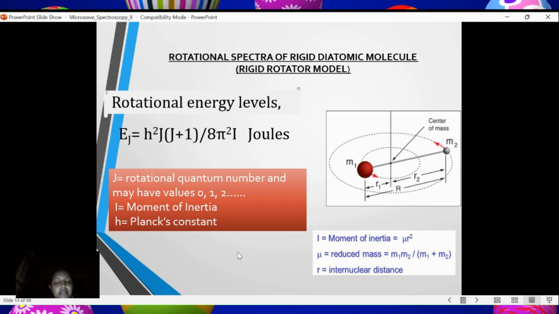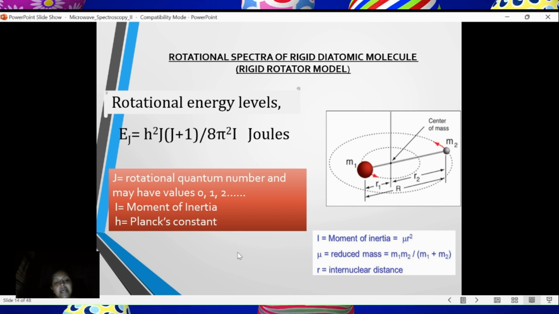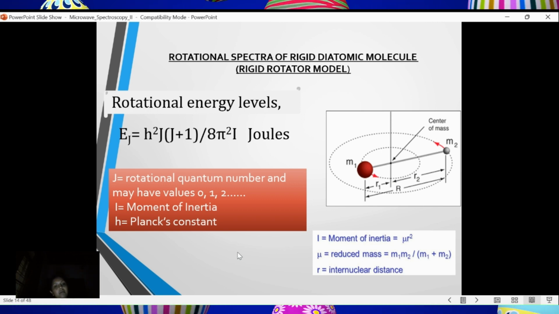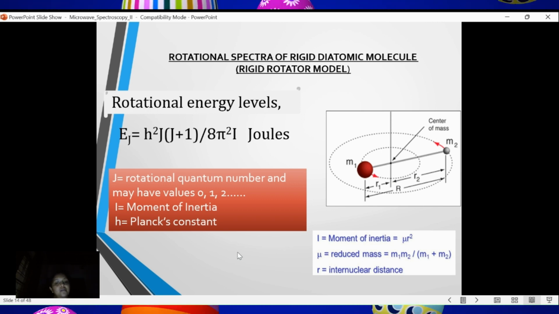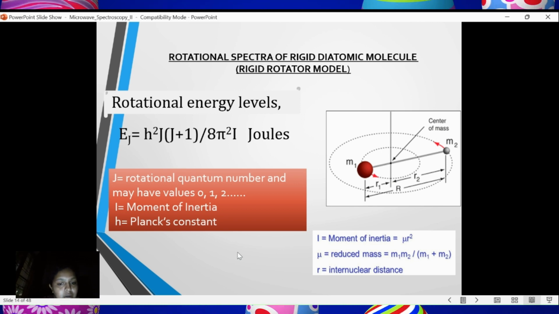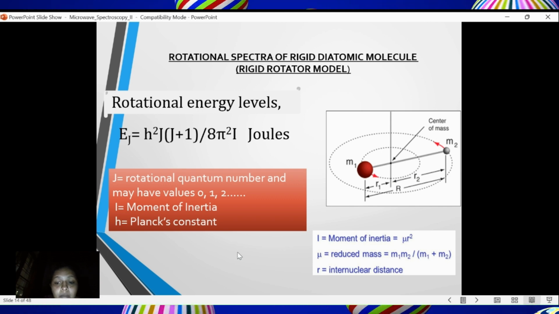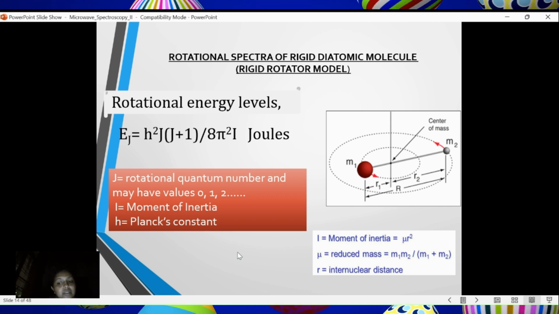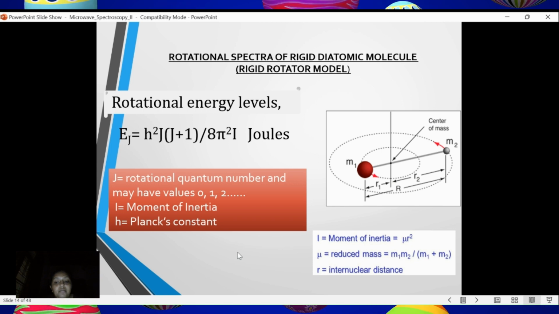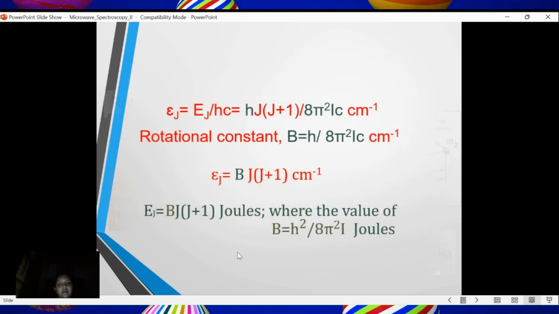So the rotational energy levels are obtained by solving the Schrodinger wave equation, which is given as Ej is equal to h square by 8 pi square I into j into j plus 1 joules, where j is the rotational quantum number and may have 0, 1, 2 values. h is Planck's constant, and I is the moment of inertia, and it is given by mu r square, where mu is the reduced mass, that is equal to m1 m2 by m1 plus m2, and r is the internuclear distance.